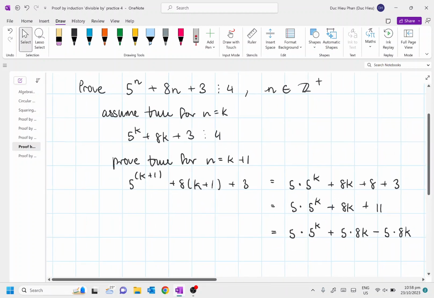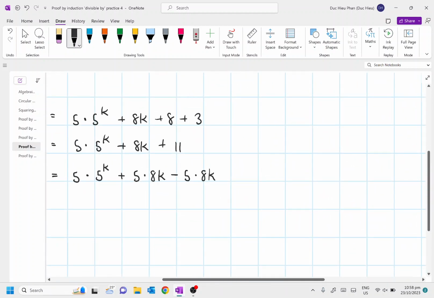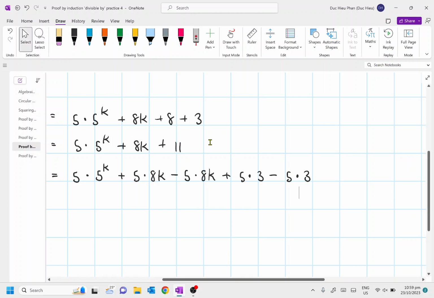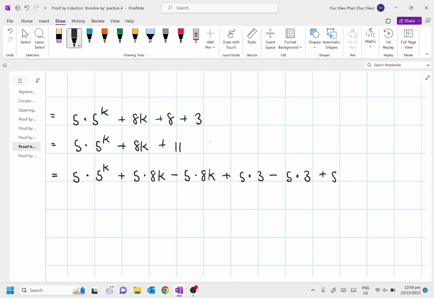Then we need positive 3. So we're going to have plus 5 times 3 and negative 5 times 3. And finally, we add the stuff here. So plus 8k plus 11.